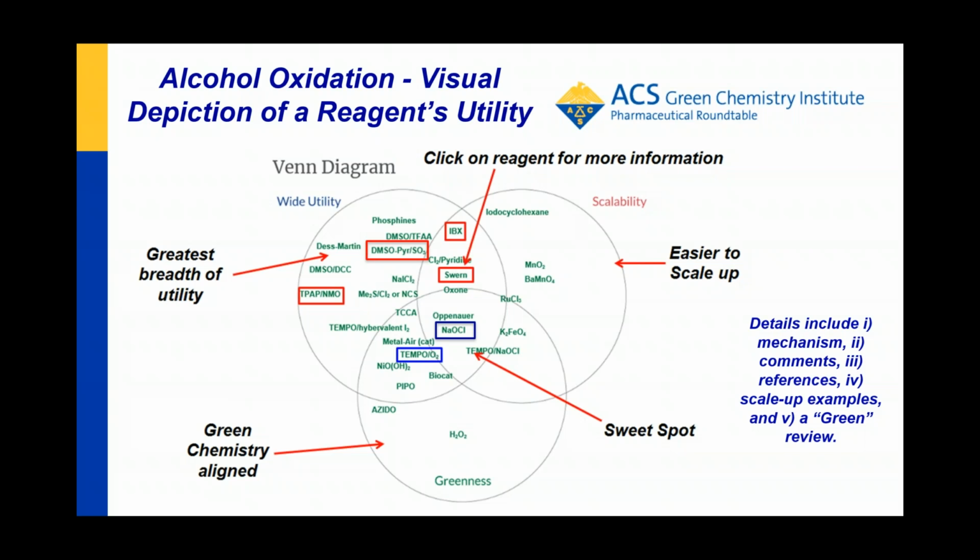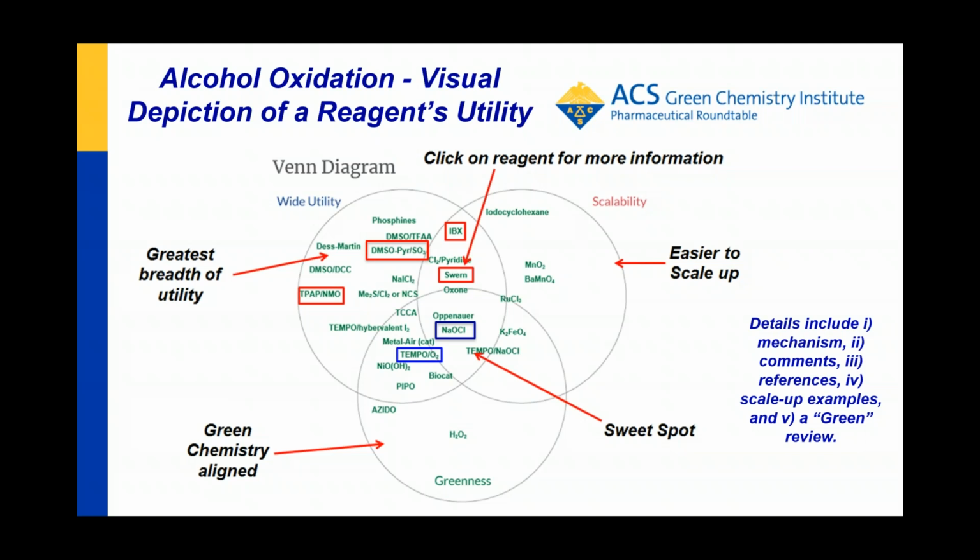What you have here is when all these reagent combinations are hyperlinked, if you click on them, it brings you into a deeper dive about that actual set of conditions, including the mechanism, comments about the implications of using that kind of thing. It gives references, it gives scale-up examples, and also provides a green review.